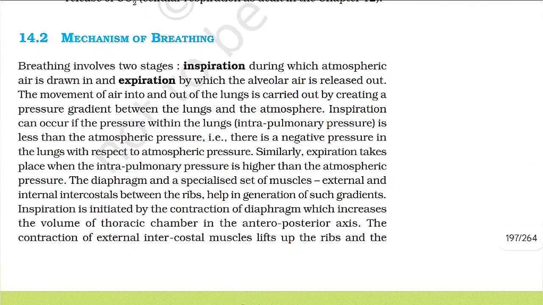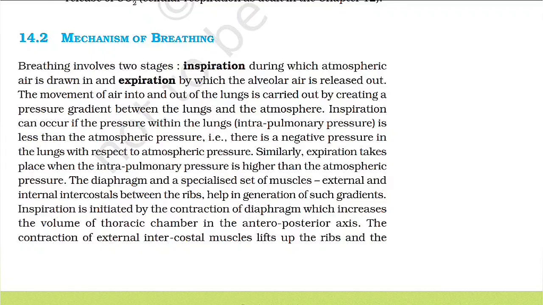Breathing involves two stages: inspiration, during which atmospheric air is drawn in, and expiration, by which the alveolar air is released out. The movement of air into and out of the lungs is carried out by creating a pressure gradient between the lungs and the atmosphere. Inspiration can occur if the pressure within the lungs, which is intrapulmonary pressure, is less than the atmospheric pressure. That is, there is a negative pressure in the lungs with respect to atmospheric pressure. Similarly, expiration takes place when the intrapulmonary pressure is higher than the atmospheric pressure.